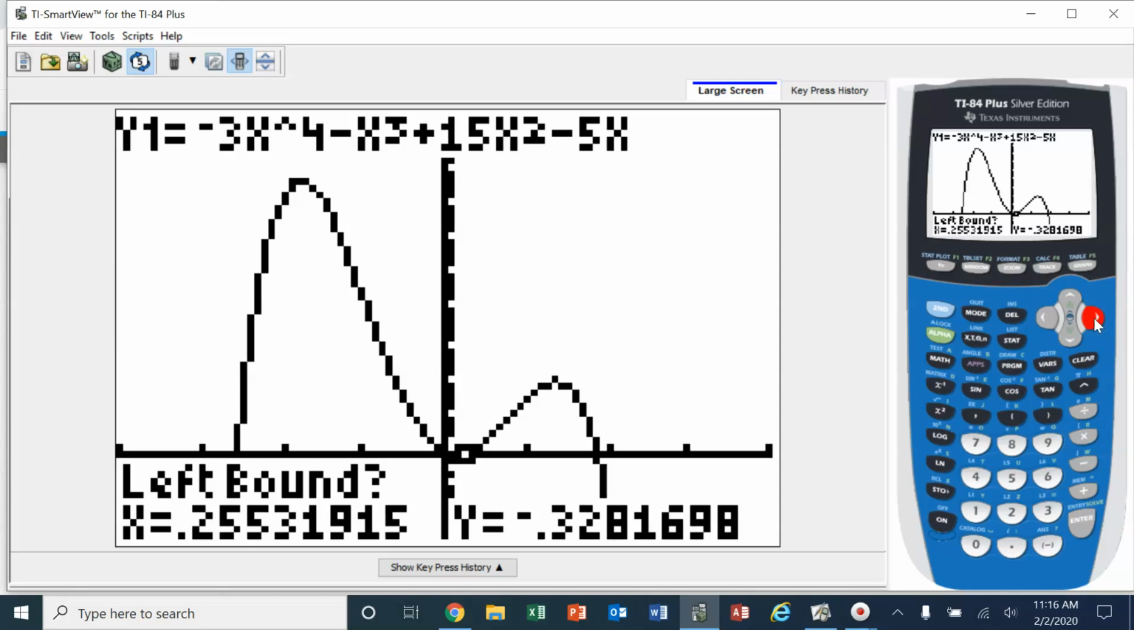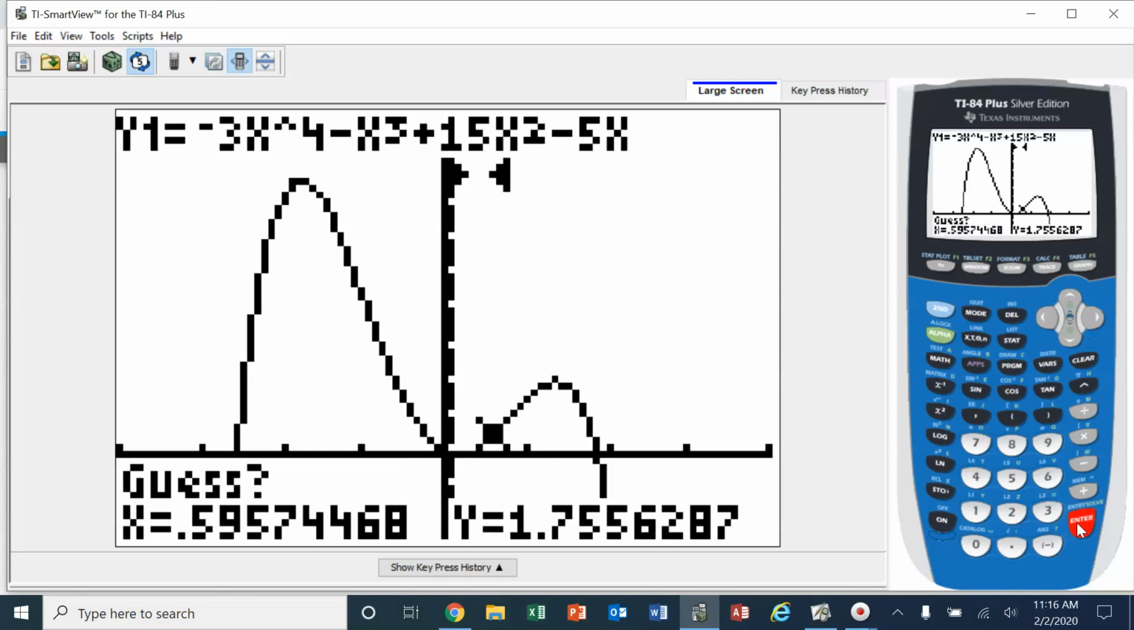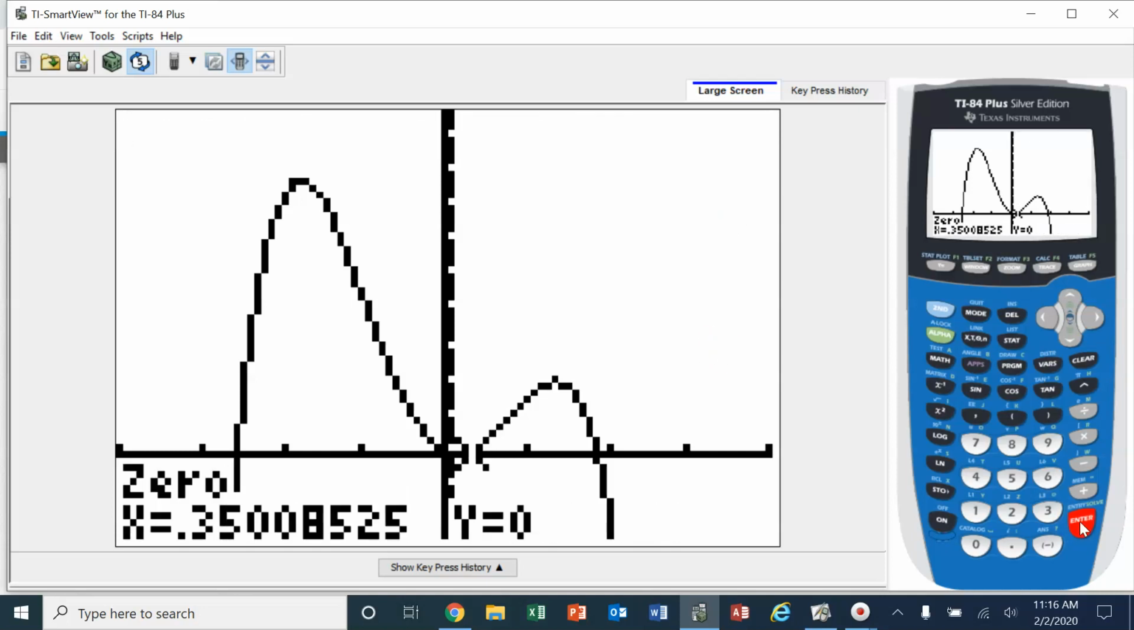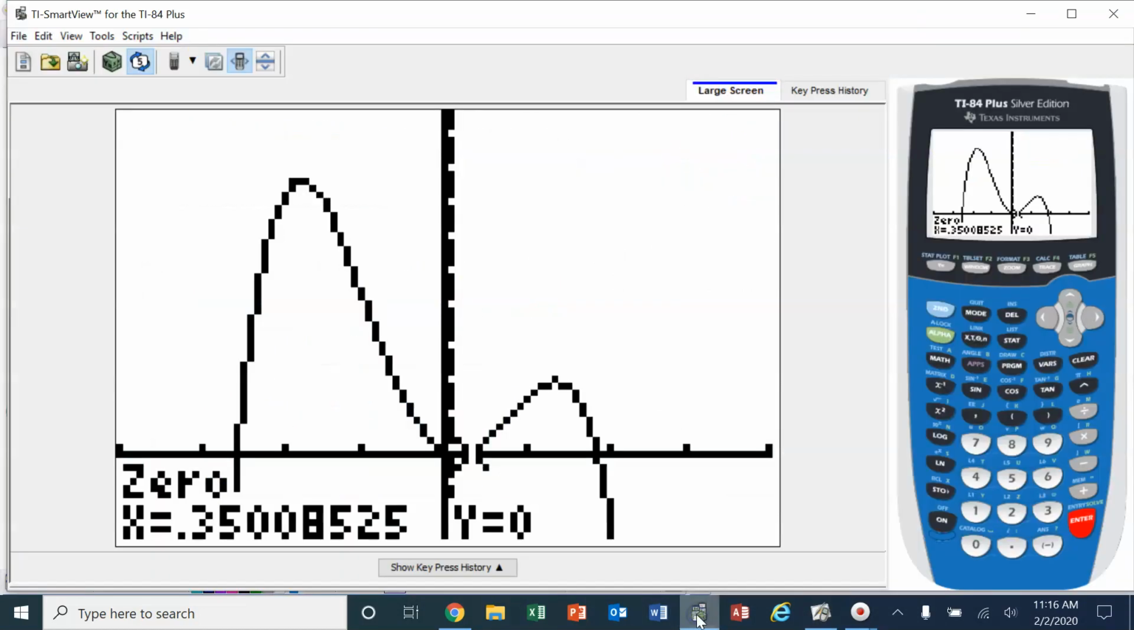I'm on the left side. I'm going to hit enter. Now I'm going to move it so that it's above the x-axis. That's far enough. I'm going to hit enter twice. There are 2 solutions in that little spot. So 0.35 is another one. All right, so there are 4 real solutions.